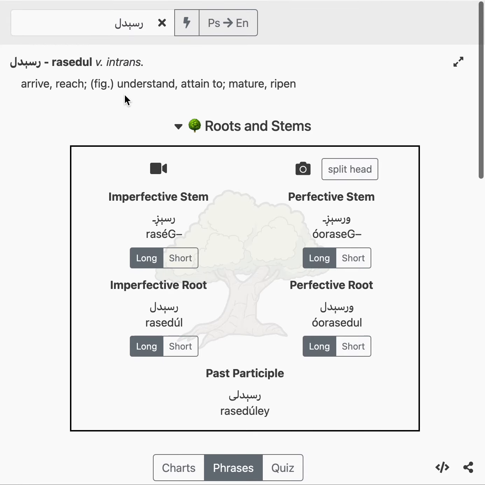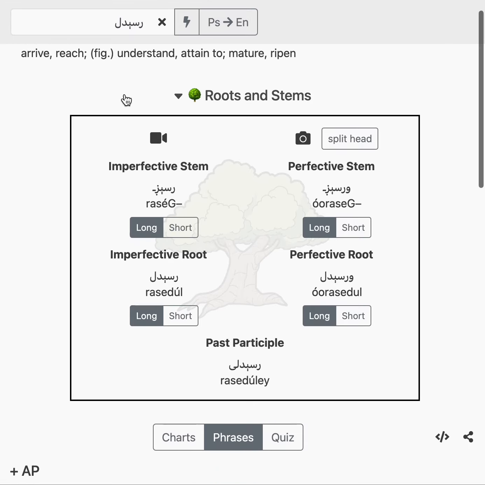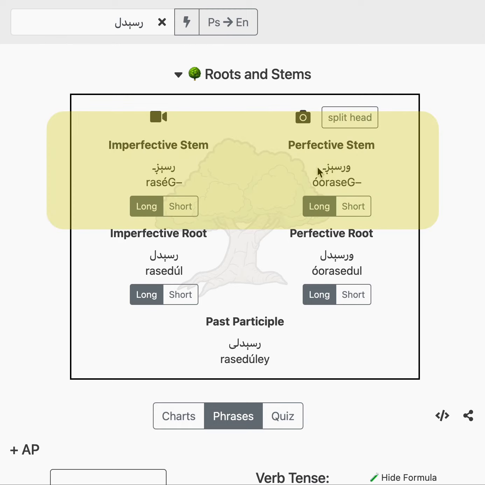So, every verb in Pashto will have a set of roots and stems like this. The stems on the top, this is what we use for the non-past verbs, like present verbs, subjunctive verbs, future verbs, imperative verbs. And then the roots on the bottom, this is what we use for past tense verbs, like perfect, simple past and continuous past. And the past participle we use for other things and for the perfect form of verbs.